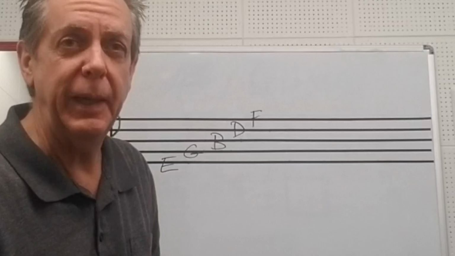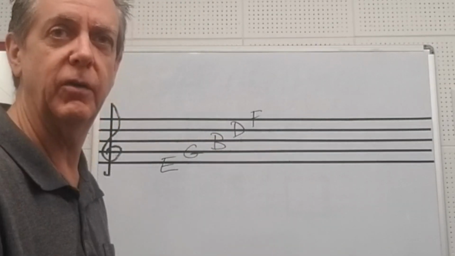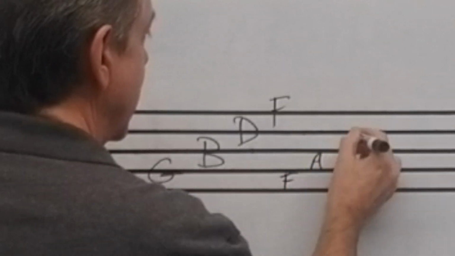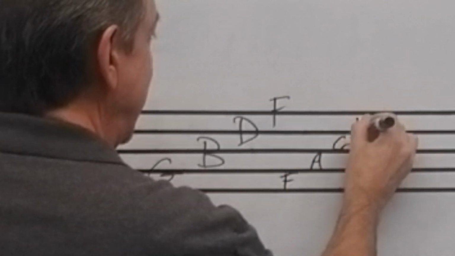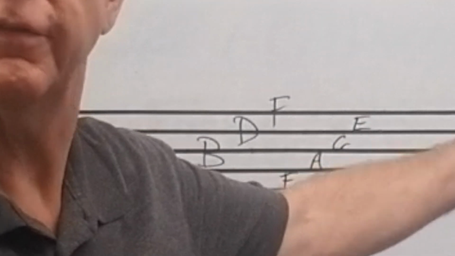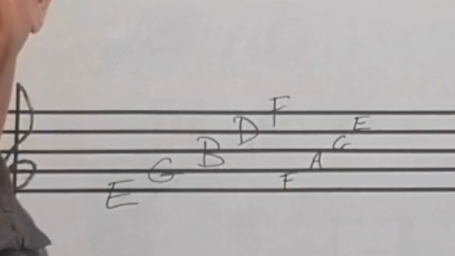Now the spaces in between those lines have letter names also. And those letters are F, A, C, and E. Luckily that already spells a word, face. So that one's pretty easy to memorize, face.